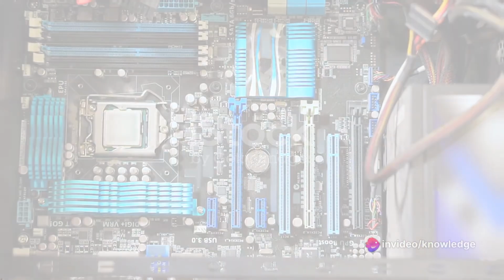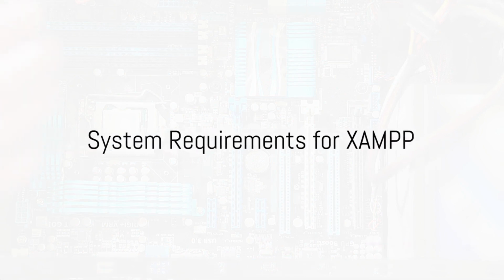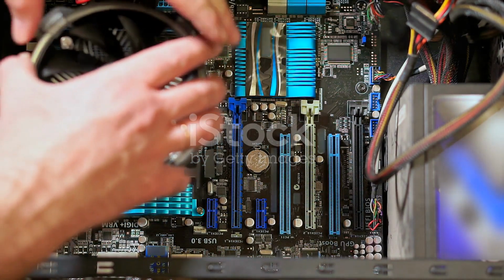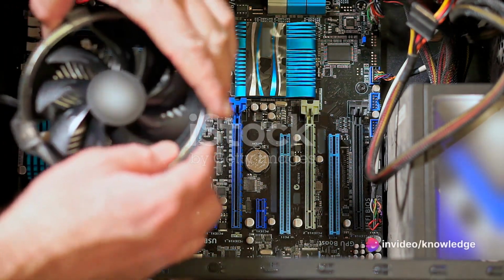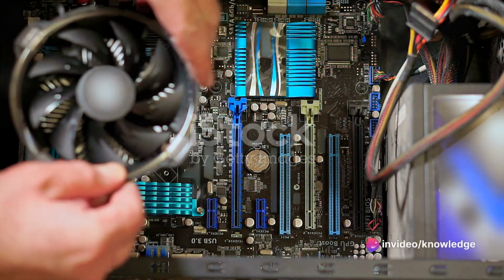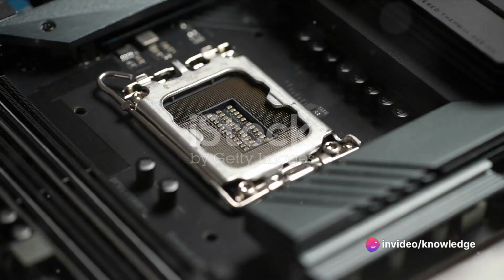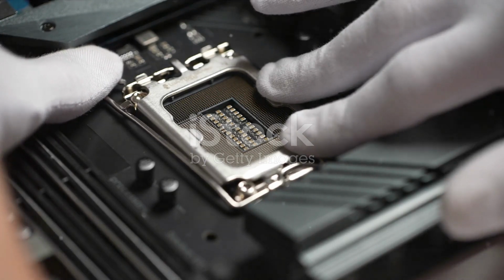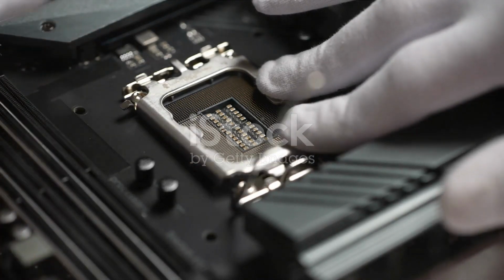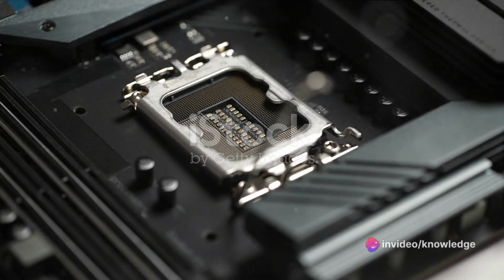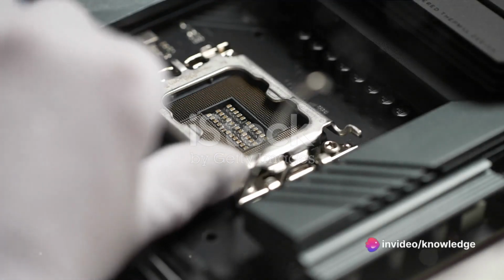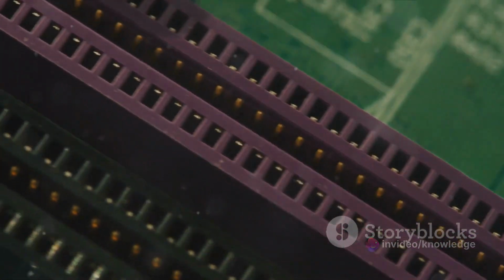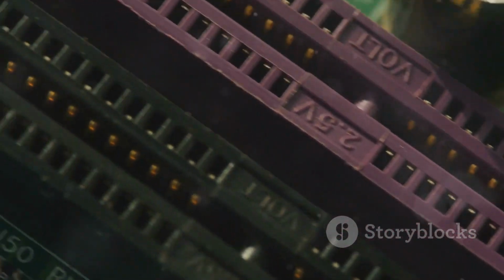Before we dive into the installation process, it's crucial to ensure our systems meet the necessary requirements. For XAMPP to run smoothly on your computer, there are certain hardware and software prerequisites that you need to keep in mind. Let's start with hardware. A processor with a speed of 1 GHz or more is recommended, along with at least 1 GB of RAM, although 2 GB or more would be ideal for optimal performance. Additionally, you'll need about 200 MB of free disk space.